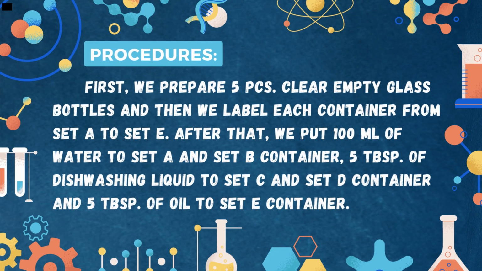First, we prepare 5 pieces clear empty glass bottles, and then we label each container from set A to set E. After that, we put 100 ml of water to set A and set B container, 5 tablespoons of dishwashing liquid to set C and set D container, and 5 tablespoons of oil to set E container.